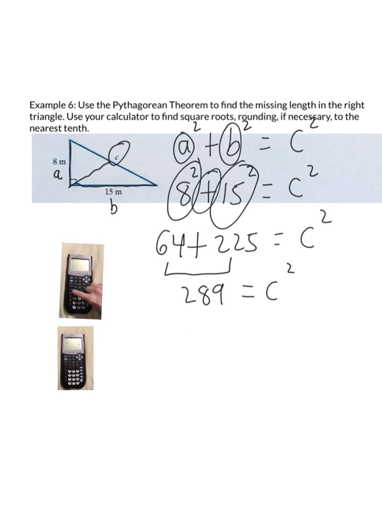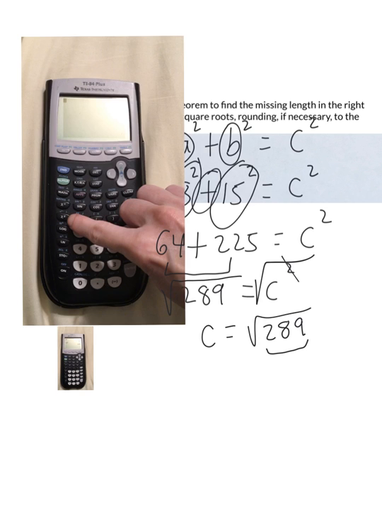So I'm going to go ahead and do the square root to get rid of the square, but I got to square root the other side of the equation to keep it balanced. So the hypotenuse c is the square root of 289. Remember, square root means what times itself gives you back the 289 that's underneath it.